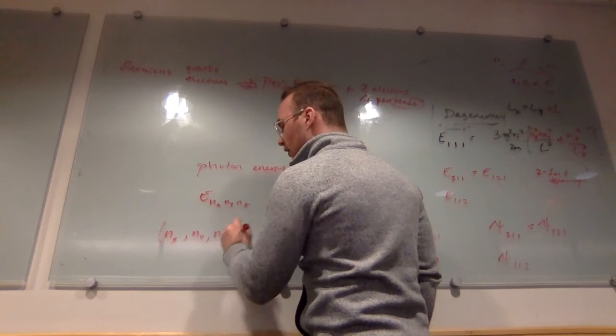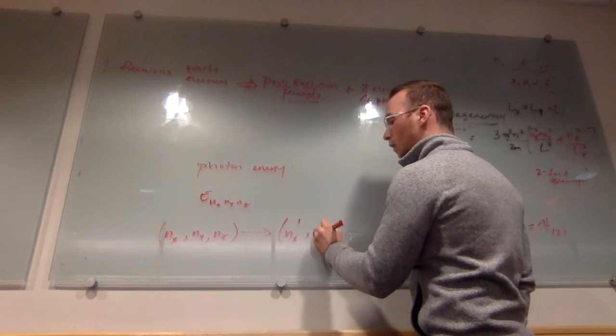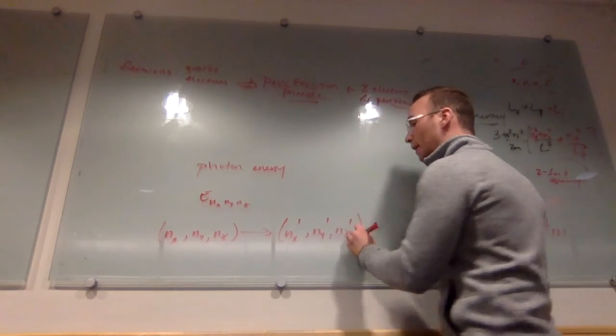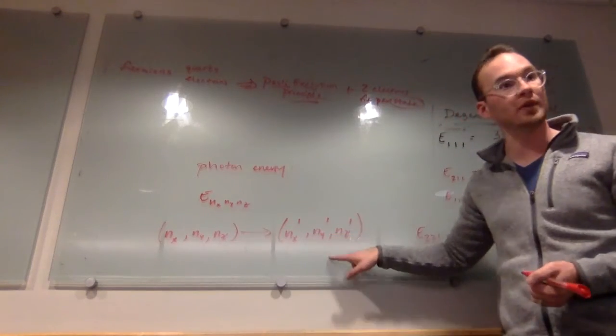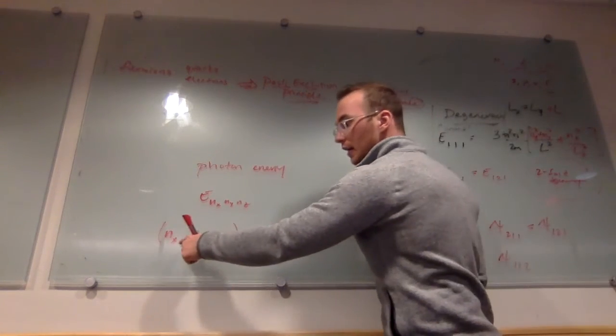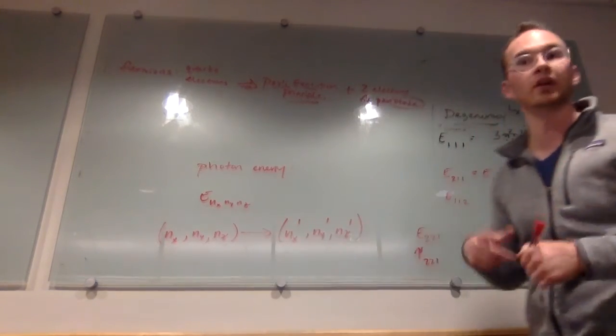NZ to NX prime, NY prime, and Z prime. This is the whole thing. Every photon comes from a transition from this to this. The energy is given by E of this minus E of this, or the other way around, whatever.